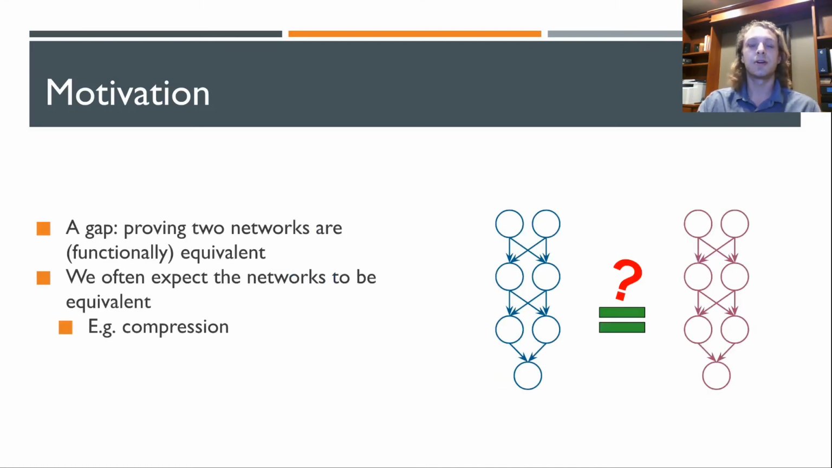So current state-of-the-art cannot tackle this question, and it's an important question to answer because we often expect the updated network to be functionally equivalent to the original. For example, in the case of compression, we expect the neural network to perform identically to the original.